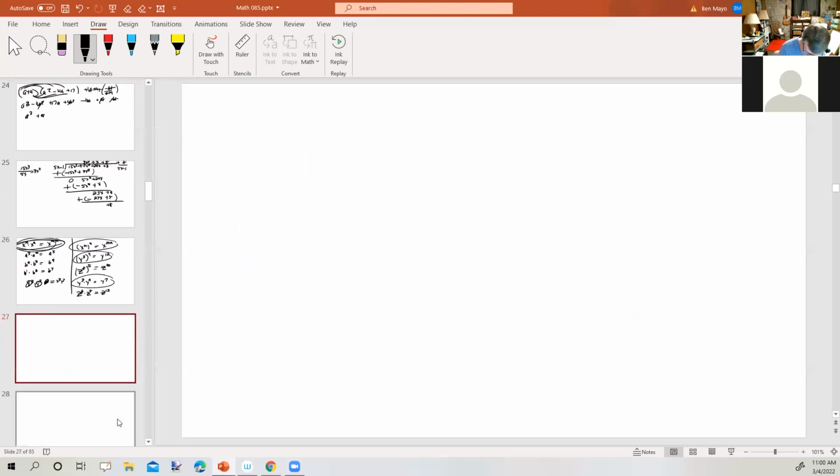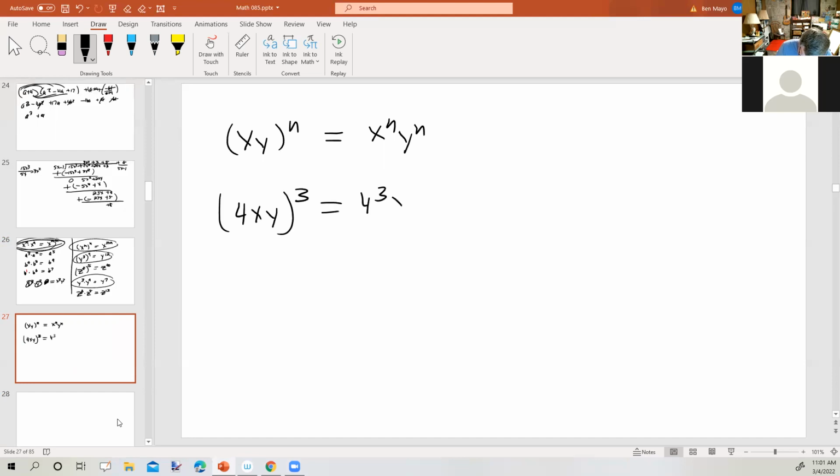This says power of a product, xy to the n power is x to the n, y to the n. So if you have a product with an exponent outside, you take the outside exponent and attach it to each factor inside. So 4xy cubed is 4 cubed x cubed y cubed. Then you'd go back and say, well, 4 times 4 is 16 times 4 is 64. So we get 64x cubed y cubed.